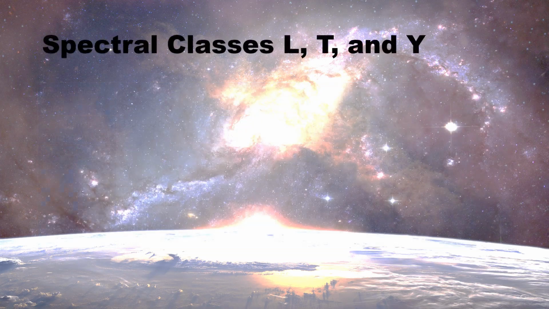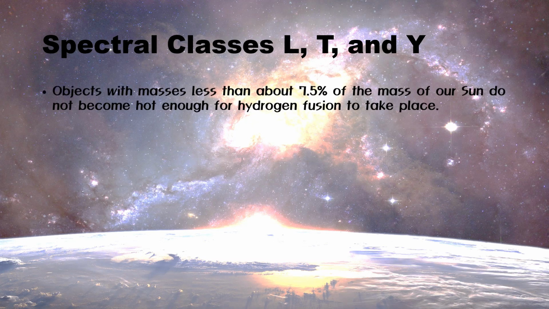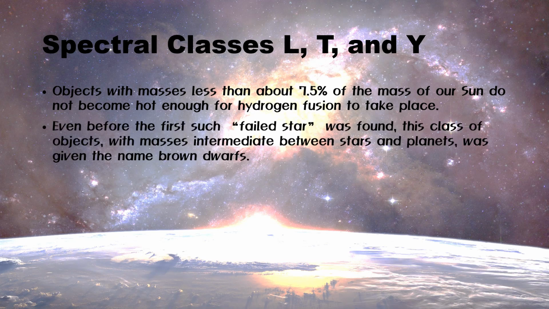So let's look at those spectral classes of L, T, and Y just a little bit more. Objects with masses less than about 7.5% of the mass of our sun do not become hot enough for hydrogen fusion to take place. Even before the first such failed star was found, this class of objects with masses intermediate between stars and planets was given the name of brown dwarfs.